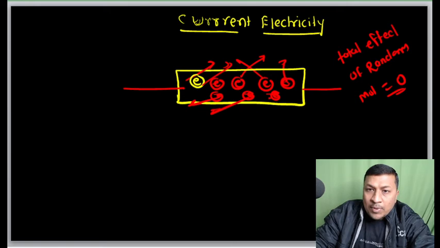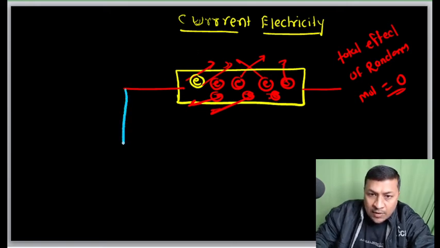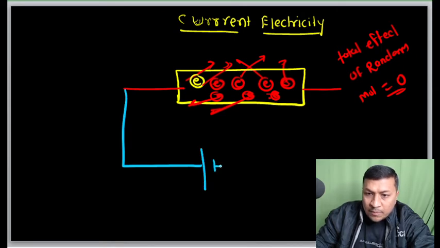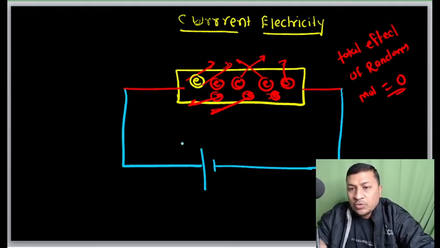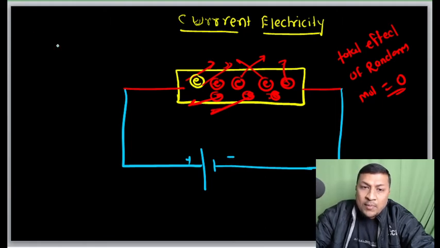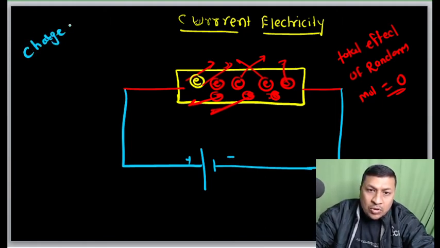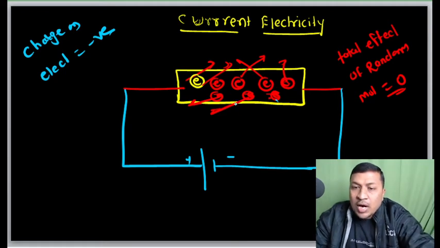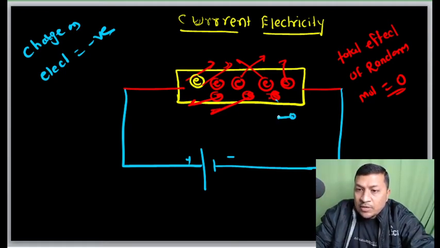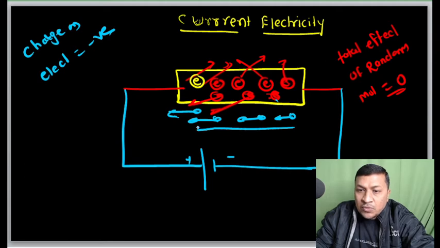But now, when I take the terminals and connect them to the battery, the positive and negative terminals, what happens? The charge on the electron is negative, and this is the positive terminal, so the negative charge is attracted towards the positive terminal. Whether an electron is moving upward or downward, all the electrons start to be attracted towards the positive terminal, one by one in sequence, and the electrons start to flow in only one direction, that is from negative to positive.